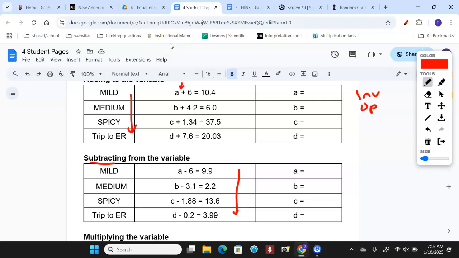Thinking part of your day. Thinking is what you do when you don't know what to do. Can you figure out the missing values in each of these variable equations? Good luck. Off you go.